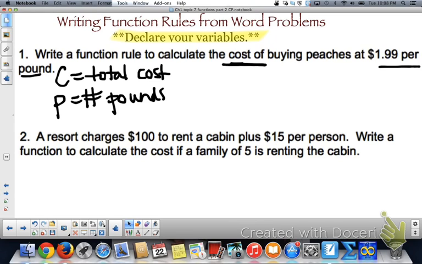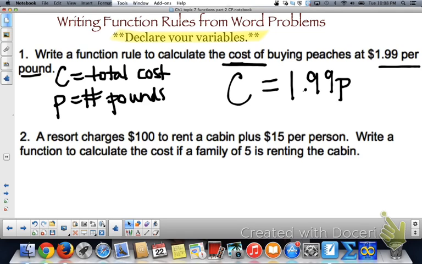So, to calculate the cost of buying peaches at $1.99 per pound, if I buy 2 pounds, I'm going to do $1.99 times 2. If I buy 10 pounds, I'm going to do $1.99 times 10. So what I need to do is $1.99 times the number of pounds. That is my total cost. So there you go, $1.99 a pound.